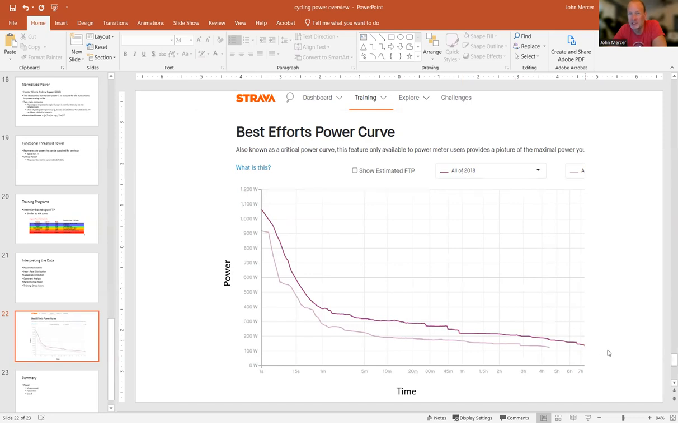This is 2018. This thin line is 2024. The thick line is 2018. A little bit of a difference there, right? Well, in 2024, I'm 60 years old. In 2018, I'm 54 years old.